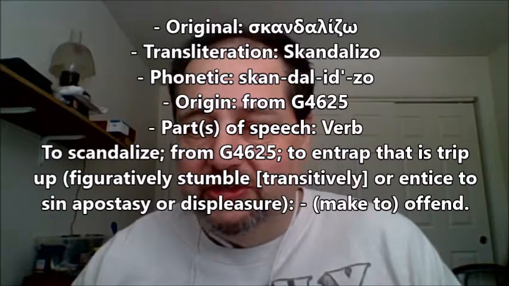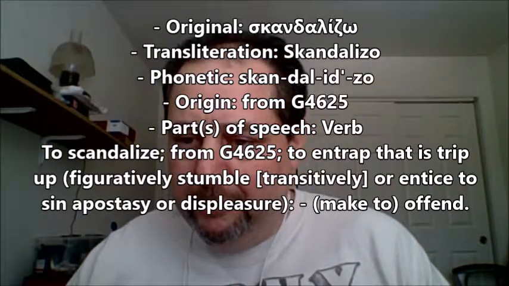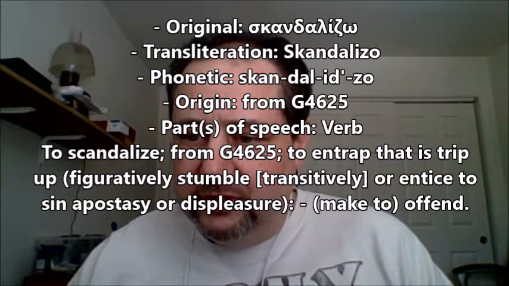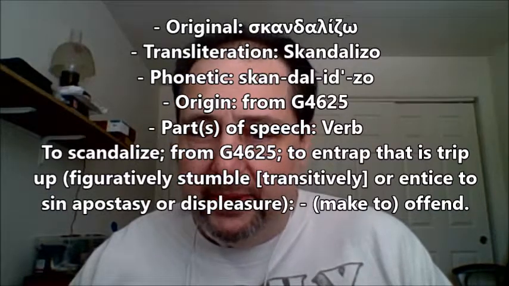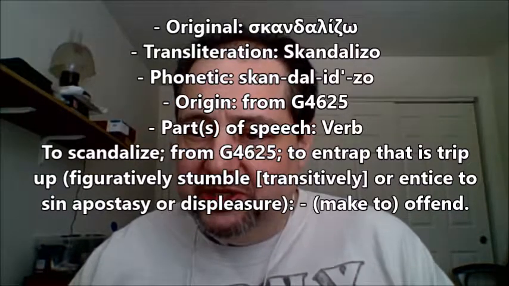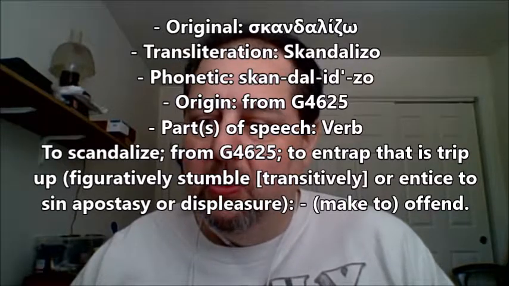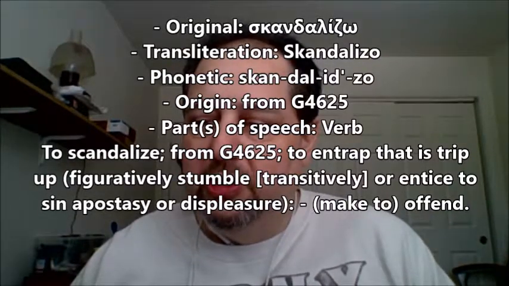And even the English isn't great. The modern English: to entrap, that is to trip up, or entice to sin, apostasy, or displeasure. To make, to offend. So that's the definition from Strong's. And you can see that there's a bit of a disconnect, and this is why you need to do word studies.